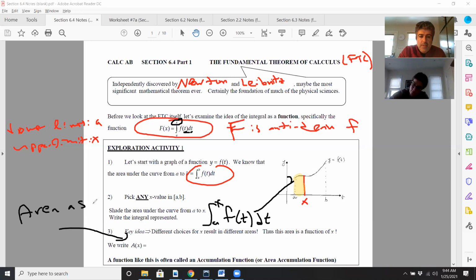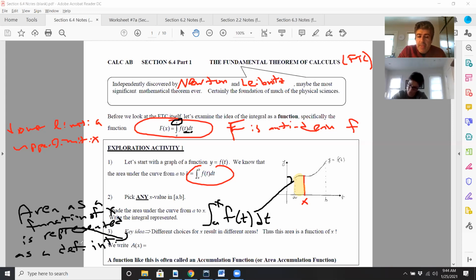Area as a function of x is represented as a definite integral. We kind of talked about that anyway, but this is really just driving the point home. I'm abbreviating definite integral as def. int. So we write A of x simply as the integral from a to x of f of t dt.